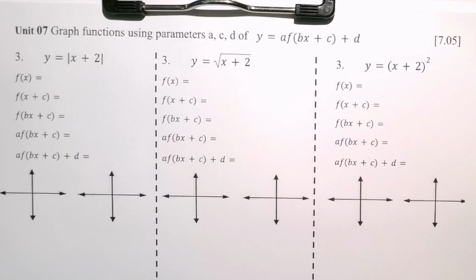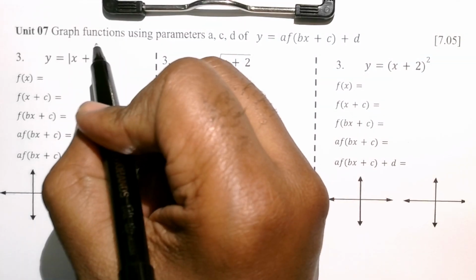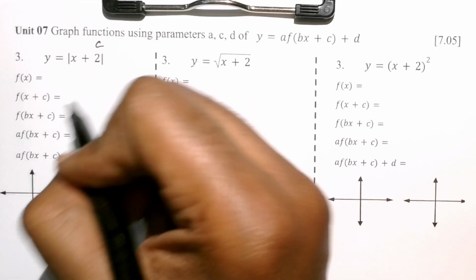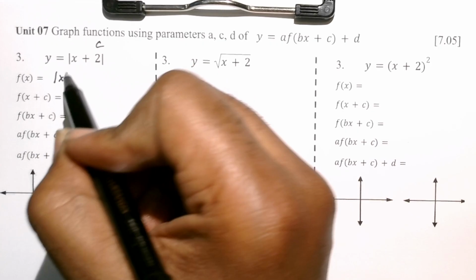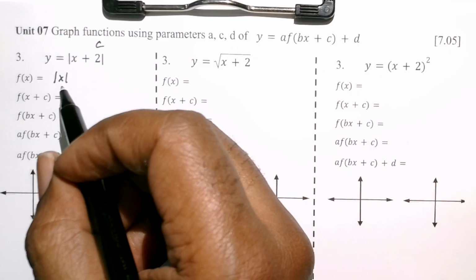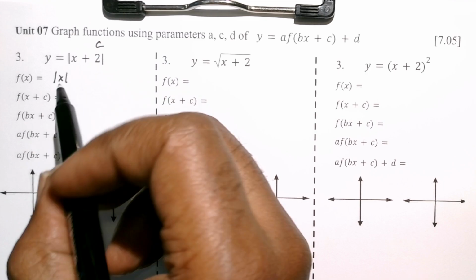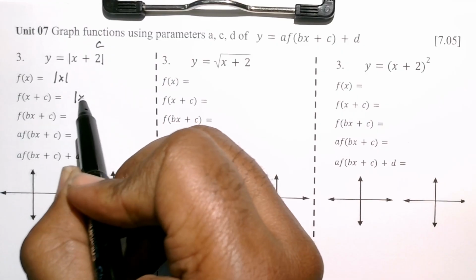We'll be graphing functions using parameters for transformation. First, let's identify the parameters here, and the plus 2 is a C parameter. So we're going to remove the C parameter and get down to the base function, which is the absolute value of x. Okay, now from the absolute value of x, we're going to go to the next step, which is adding the C parameter, which will be the 2. So absolute value of x plus 2.